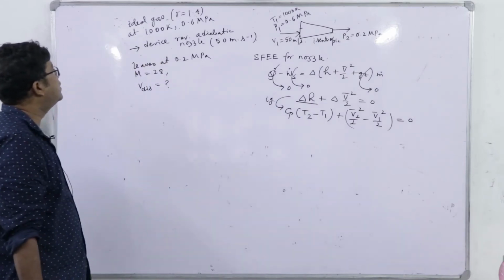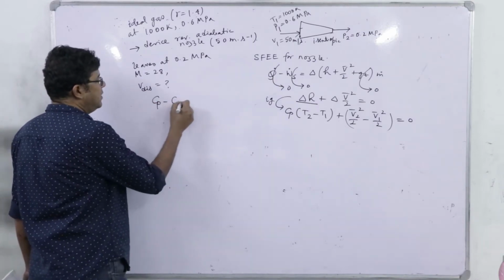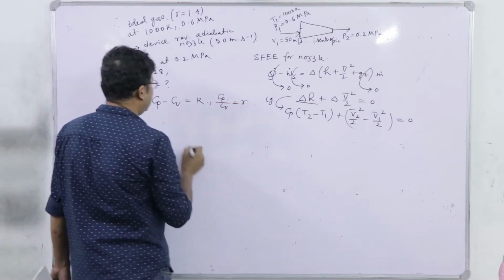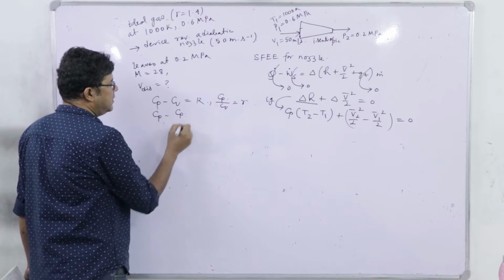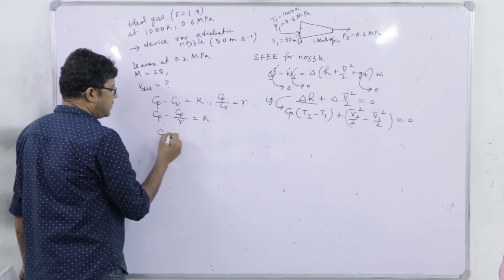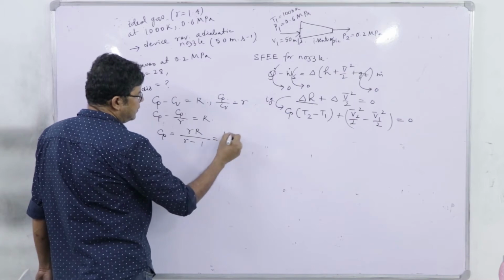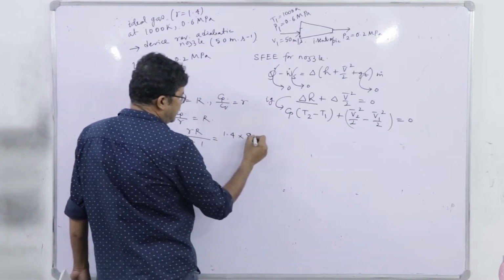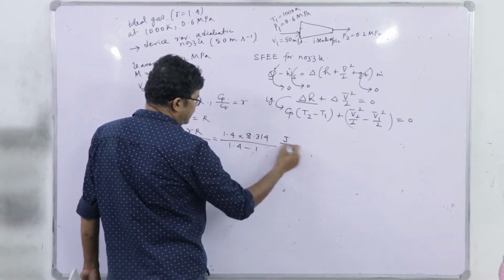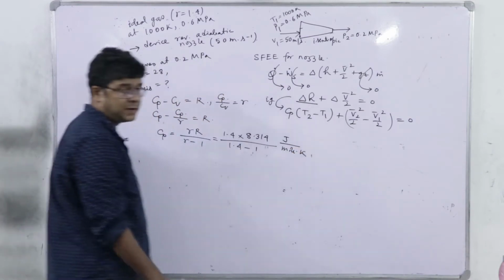But Cp is not given, we can solve the Cp from the value of gamma. So, Cp minus Cv, and Cp by Cv is gamma. So, Cp minus Cp divided by gamma equal to R. So, Cp equal to gamma R divided by gamma minus 1. So, it is 1.4 into 8.314 divided by 1.4 minus 1, joule per mole per Kelvin. So, it is a molar specific heat.